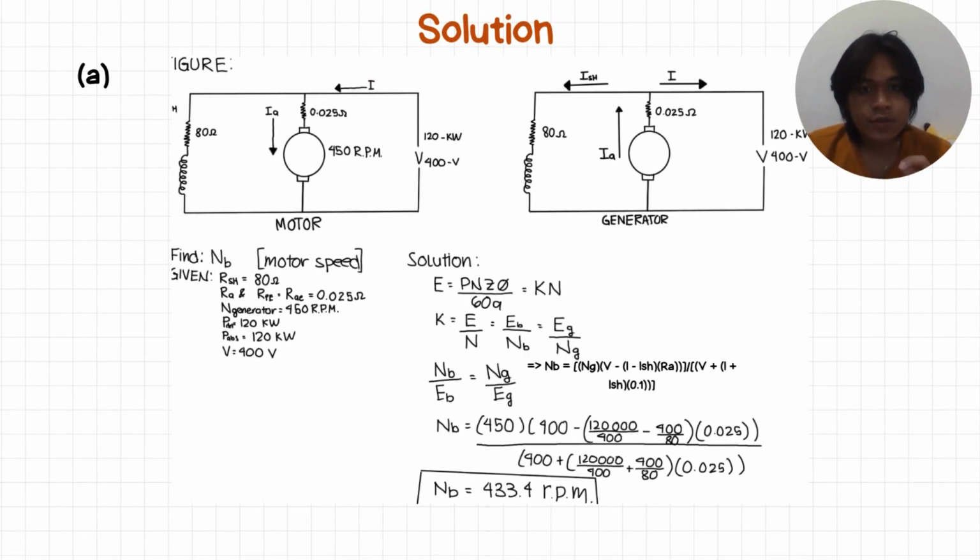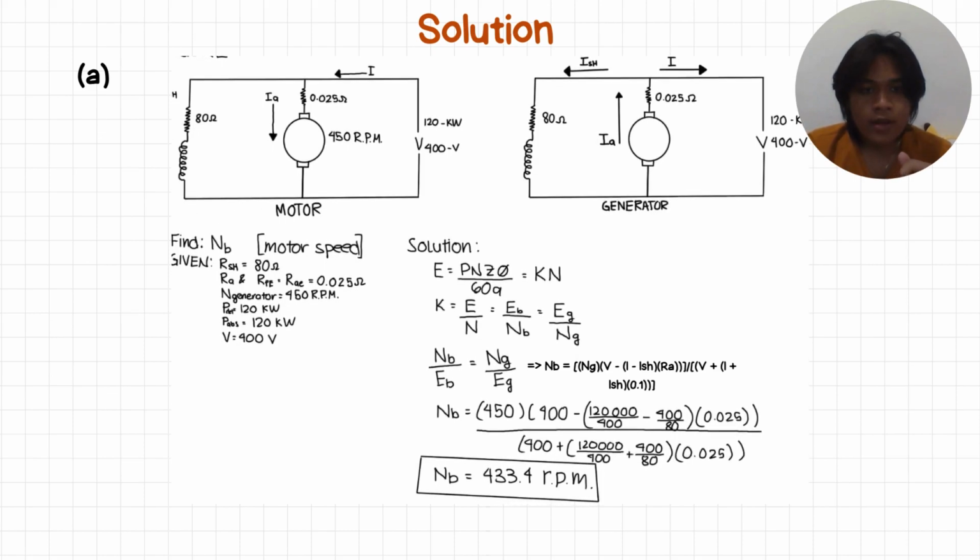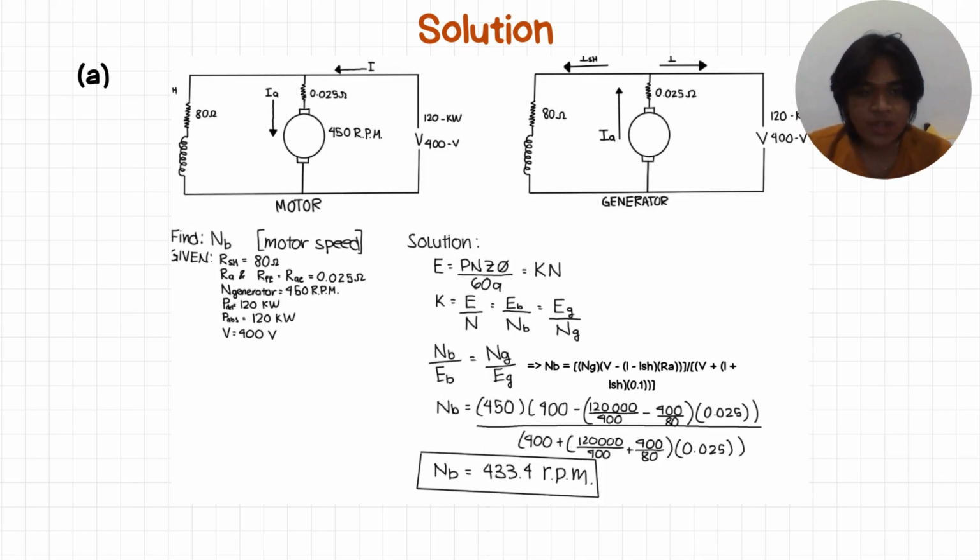So first, we need to write the figure first so we can understand it better. So we have two types of circuits, the generator circuit and the motor circuit. Seeing that, we can now form the relationship between the two. So first, we need to find the motor speed, or the speed of the machine acting as a motor.